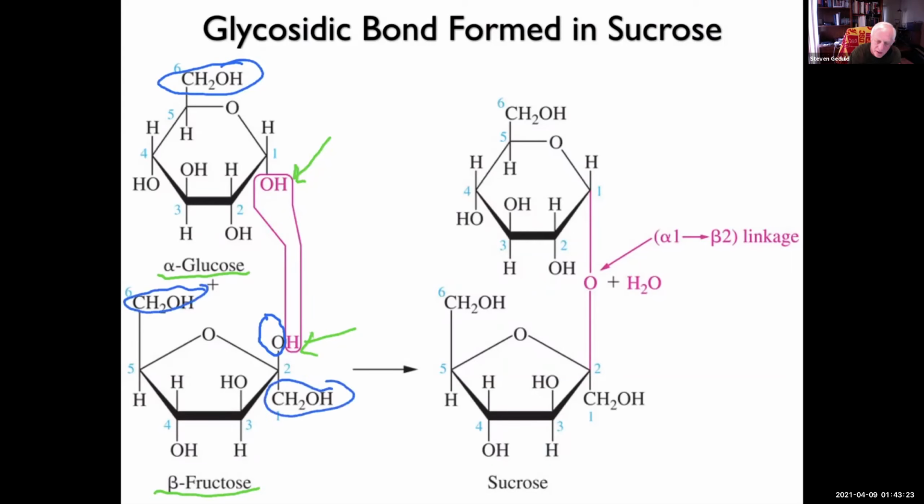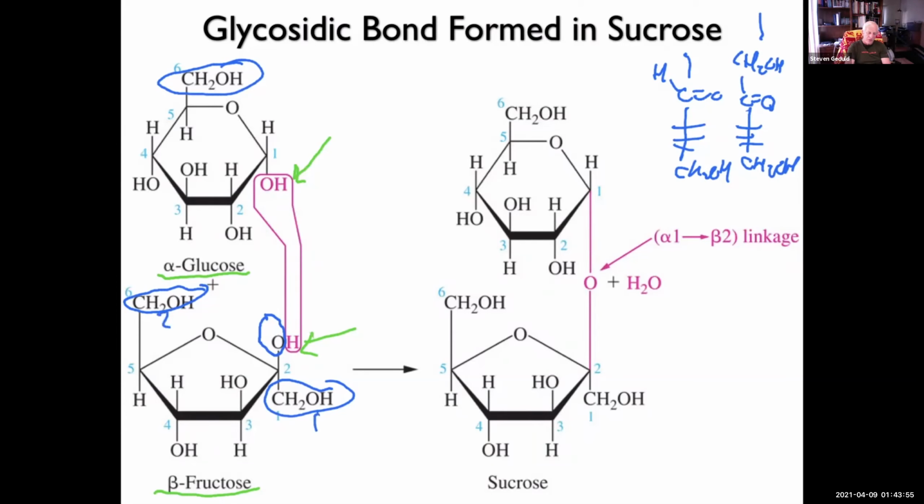Remember, the sugars you've been dealing with have HCO and CH2OH. Fructose, if we did a Fischer projection, has CH2OH, a carbon, and CH2OH. So this is an aldose, this is a ketose. You have 2 CH2OH groups, one here and one here.